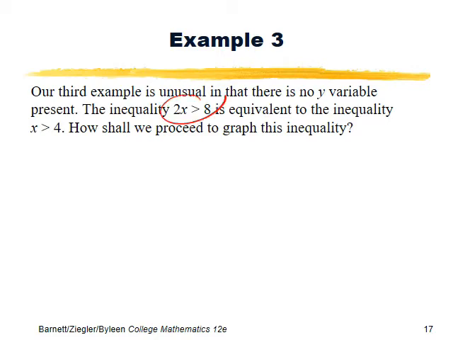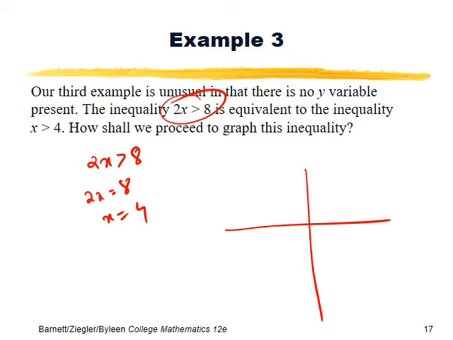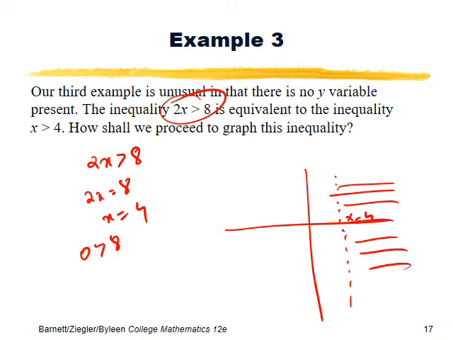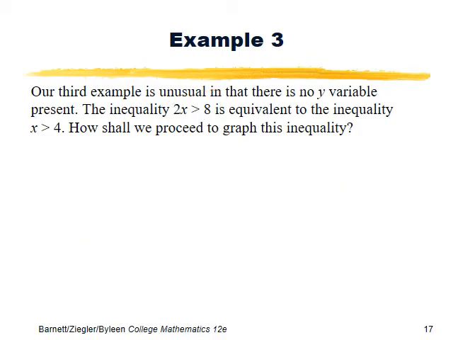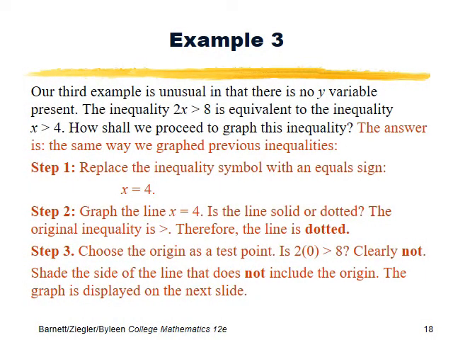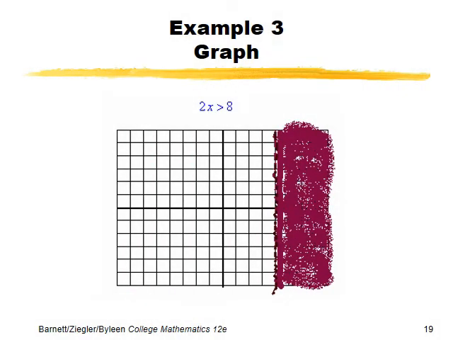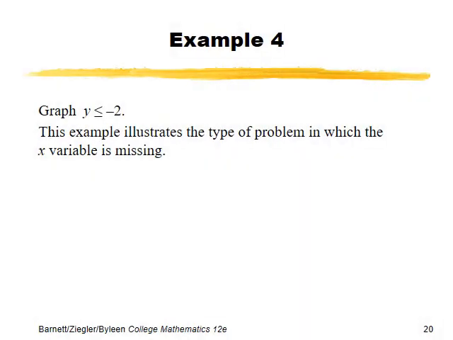For example, here the inequality 2x greater than or equal to 8. So 2x equals 8, x equals 4. So here this is the graph of the line x equals 4. We choose the test point, 0 greater than or equal to 8, which is false. So that is our solution region. Here you can see the whole explanation is given in step 1, step 2 and step 3. You can go over it and you can see this is the graph of this linear inequality.